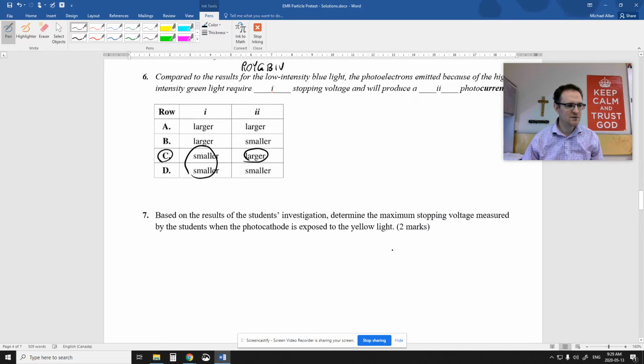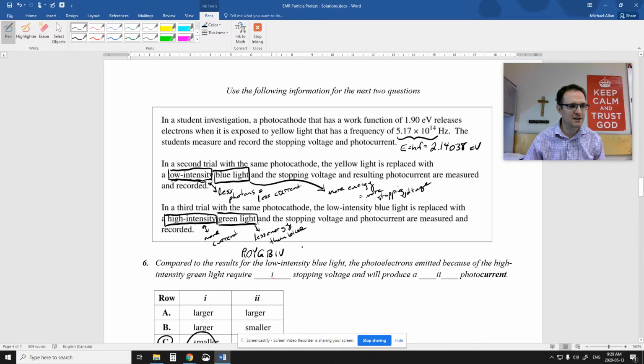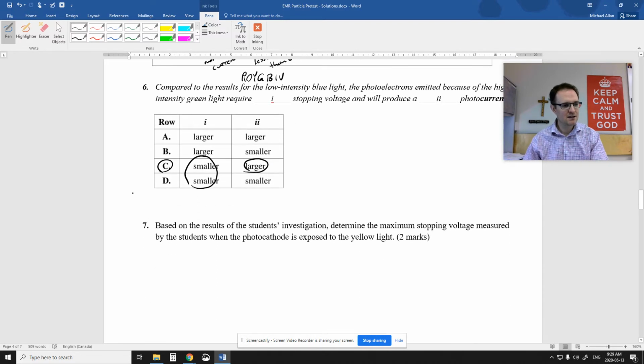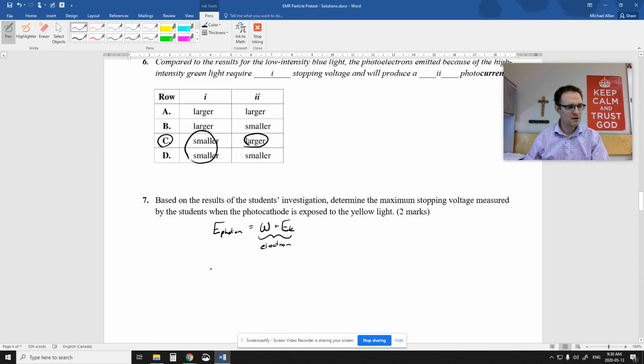That's a bit tricky. Based on the results in the investigation, determine the maximum stopping voltage required for the yellow light. So yeah, I needed this information up here. So what we need to know is that we have the photon energy in is equal to the work required to get the electron out plus whatever energy is left over as kinetic energy for the electrons. Remember that all of this is electron energy. Okay, so we know a few things already. We know the energy of the photon. I did the calculation at the top up here, the 2.14038. I know the work function.